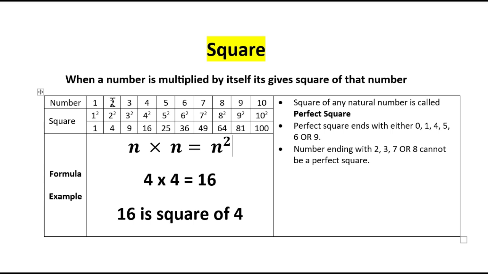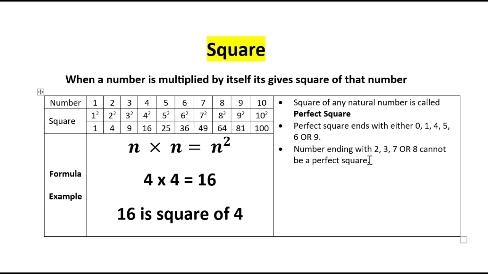Similarly, if you want to find square of 2, 2 to the power 2, so 2 is multiplied by 2, so 2 into 2, 4. Similarly, square of 3 is 3 into 3, 9. Square of 4 is 4 into 4, 16. Square of 5 is 5 into 5, 25. So this is how we can find the square.